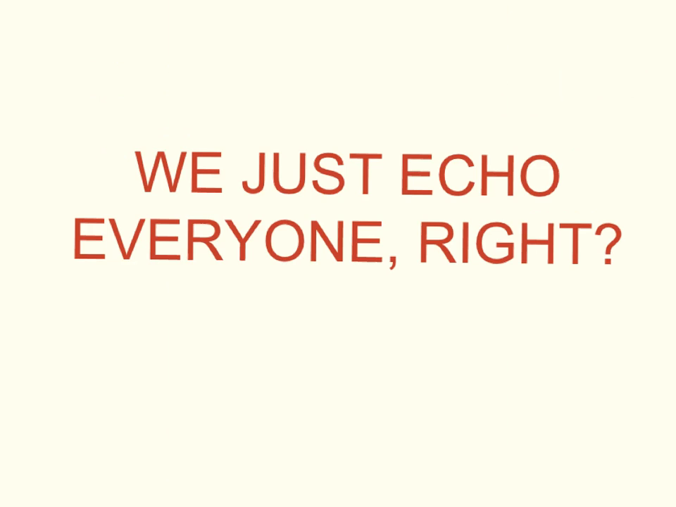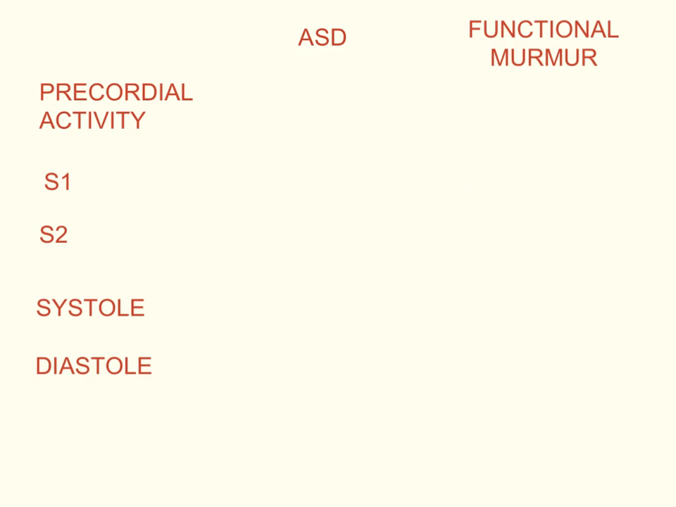Some patients with atrial septal defects have very subtle physical exam findings, so it is important that you develop your auscultatory skills to help you decide when to send the patient to the cardiologist. Contrast the physical exam findings between a patient with an atrial septal defect and one with a functional murmur. ASD patients have increased precordial activity, whereas patients with functional murmurs have normal precordial activity. The first heart sound in both should be normal.